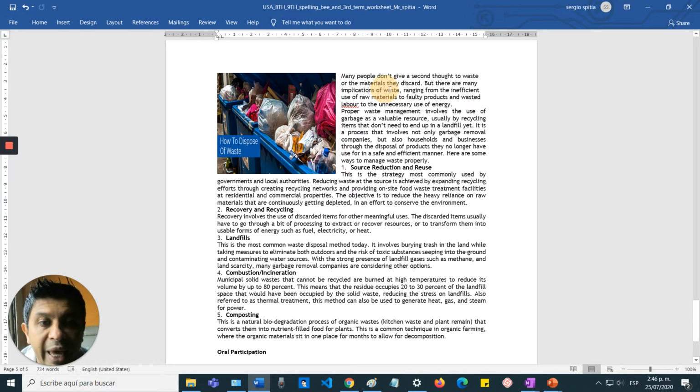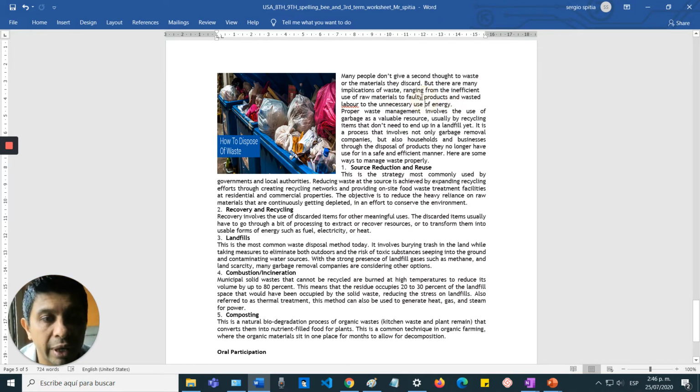But there are many implications of waste ranging from the inefficient use of raw materials to faulty products. Pero hay muchas implicaciones en el desperdicio que van desde el uso ineficiente de la materia prima o materias primas, perdón, hasta productos defectuosos.